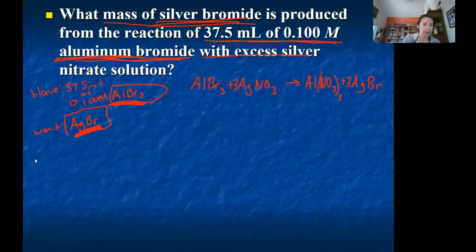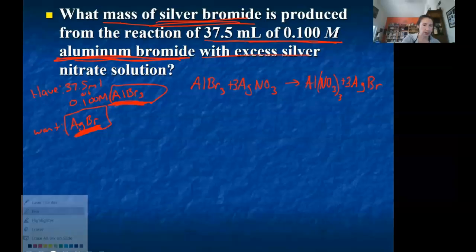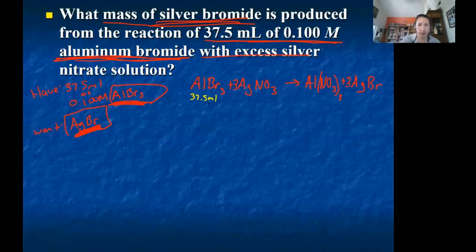So if we look here, we're given 37.5 milliliters and 0.1 molar of that. And we want grams of this. So that means we need to convert AlBr3 to AgBr, right?